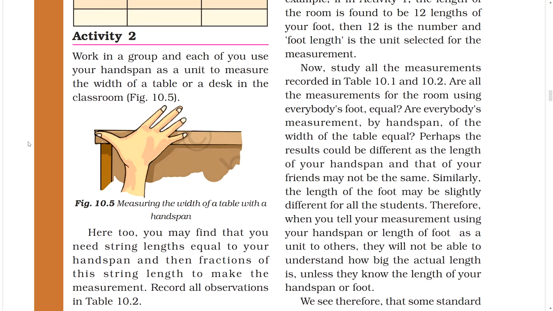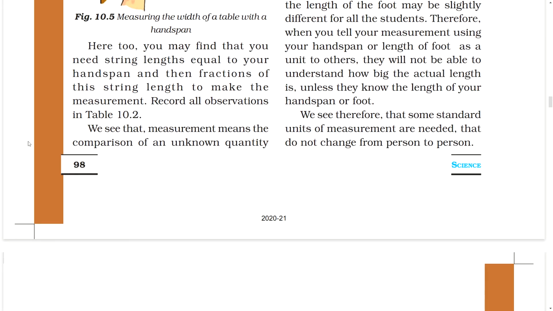Now study all the measurements recorded in the table. Are all the measurements for the room using everybody's foot equal? Are everybody's measurements by handspan of the width of the table equal? Perhaps the results could be different as the length of your handspan and that of your friend may not be the same. Similarly, the length of the foot may be slightly different for all the students. Therefore, when you tell your measurement using your handspan or length of foot as a unit to others, they will not be able to understand how big the actual length is unless they know the length of your handspan or foot. We see therefore that some standard units of measurement are needed that do not change from person to person.